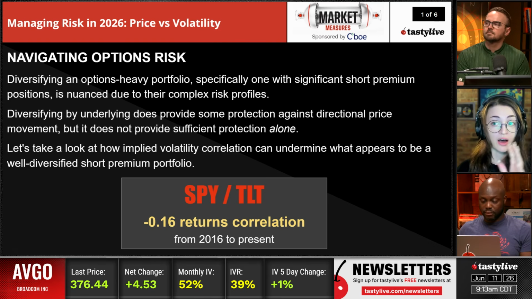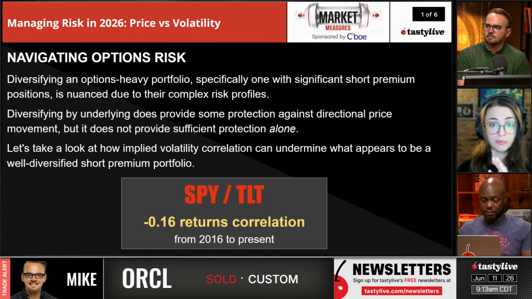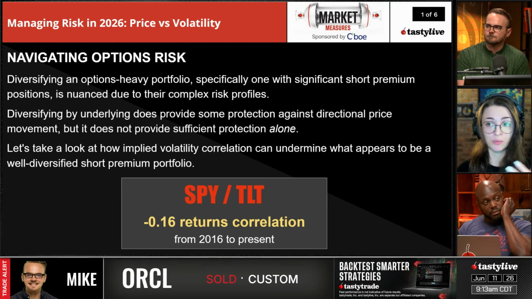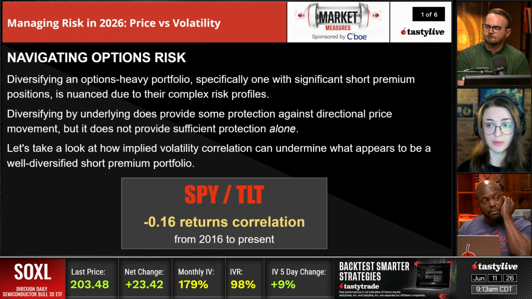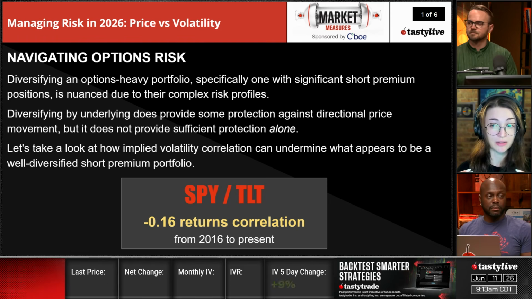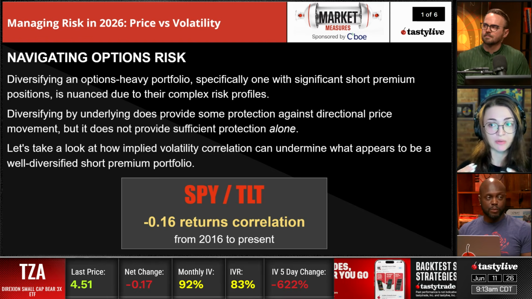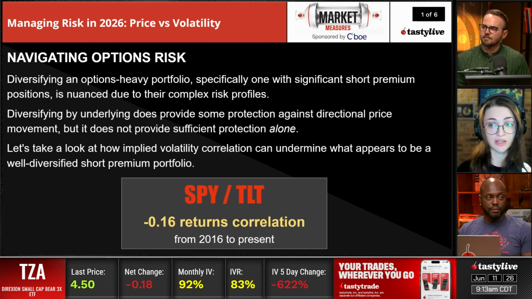But with options, directional protection does not protect you alone because there is a volatility component. So I wanted to take a look at how this concept of implied volatility correlation can undermine what might seem to be a well-diversified portfolio. And here we're going to use SPY and TLT, which have historically had inversely correlated price movements, returns movements, although we've seen a bit of a reversal of that in the last couple of years.